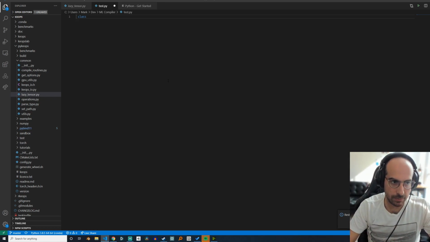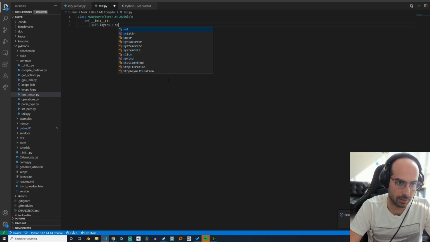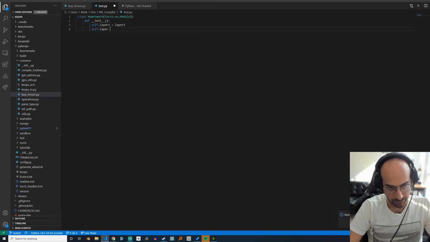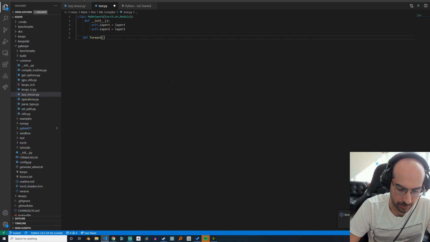If you're writing a neural network in a library like PyTorch, maybe you would do something like this. You'd say, well, I have my network, and this inherits from torch.nn.Module. To get this thing to work, you need to have an init function. In this init function, maybe you'll have self.layer1 equals layer1, self.layer2 is equal to layer2. And then the main thing you really need to do to get this whole thing working is this forward function.